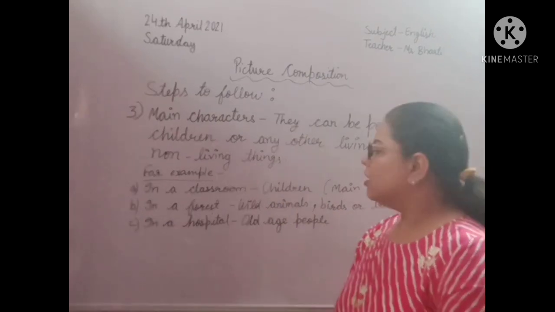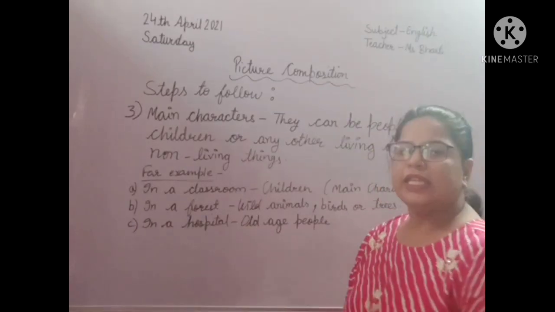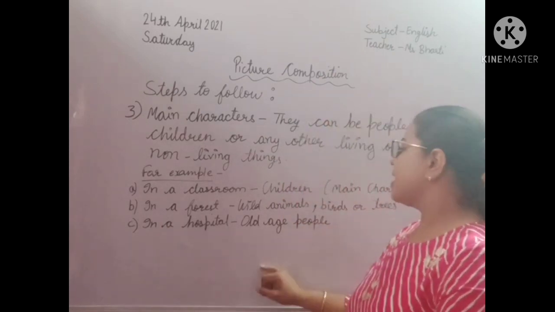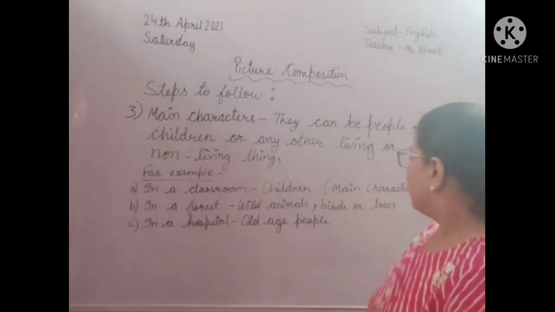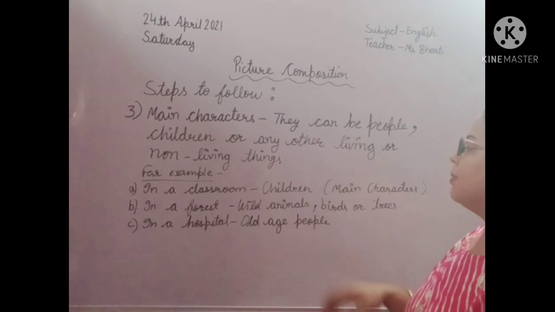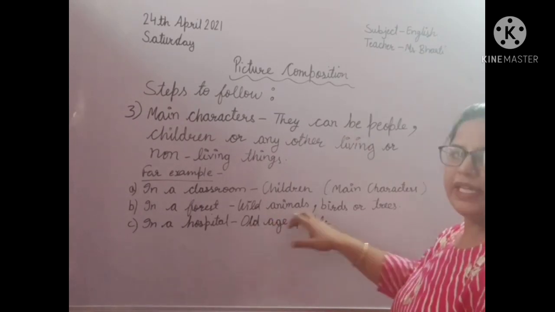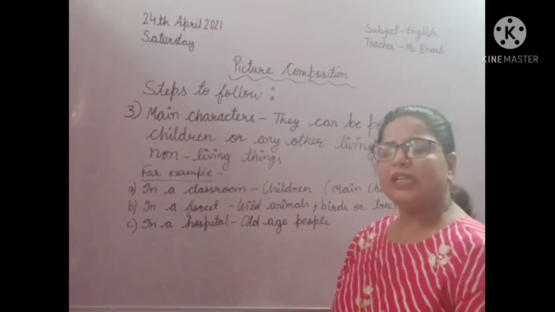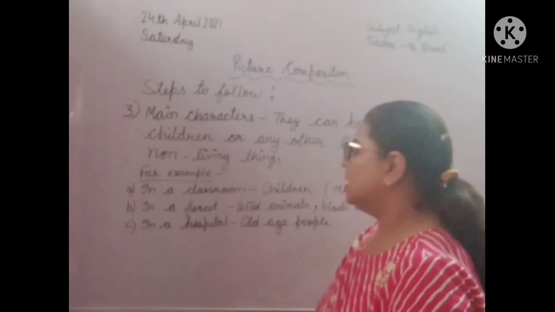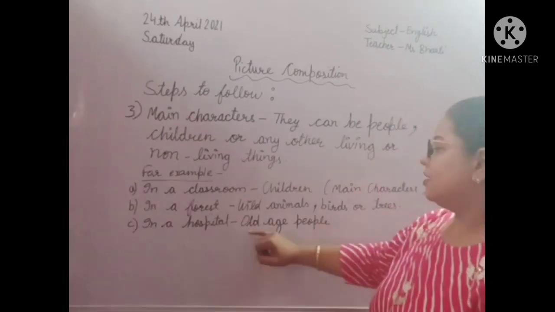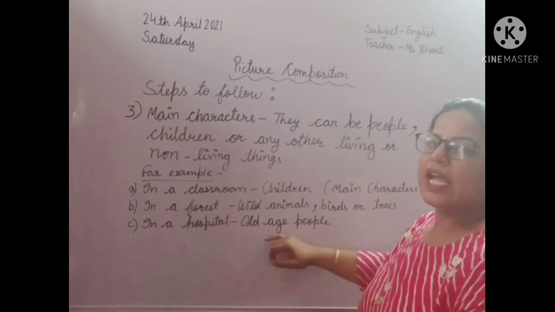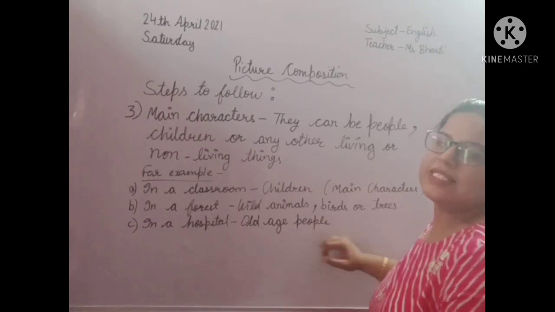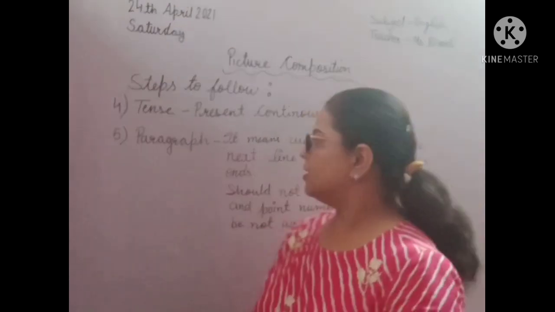And if we are given a picture of a forest, then what will be our main characters? Yes, our main characters will be wild animals, birds or trees, because they can be found in plenty in the forest. Now let us take another example. If we have been given a picture of a hospital, then our main characters of that picture will be old age people because they are prone to get sick. So our fourth step is tense.